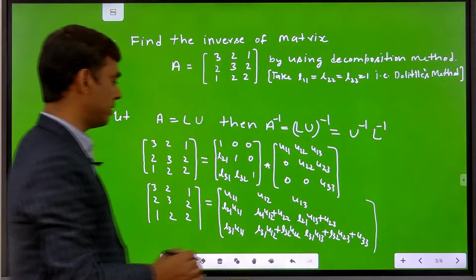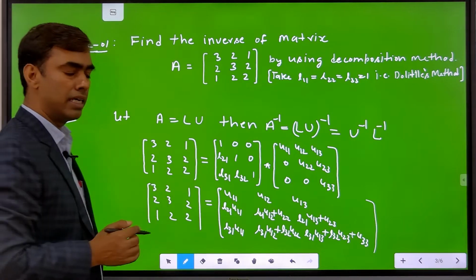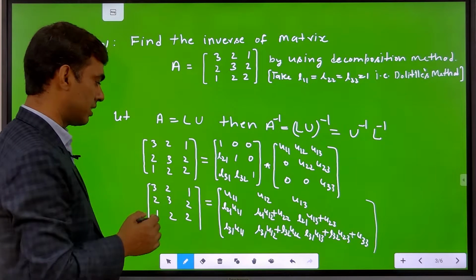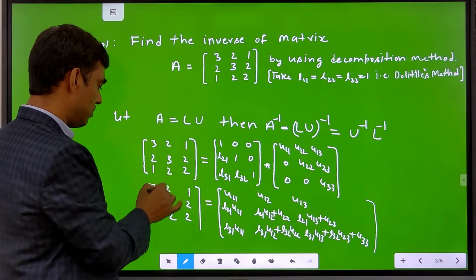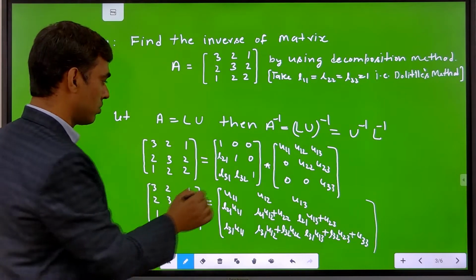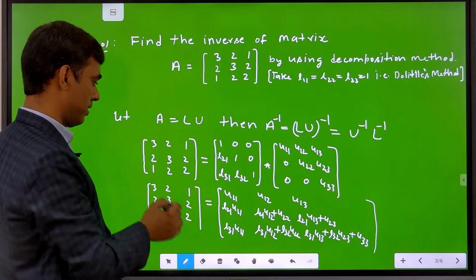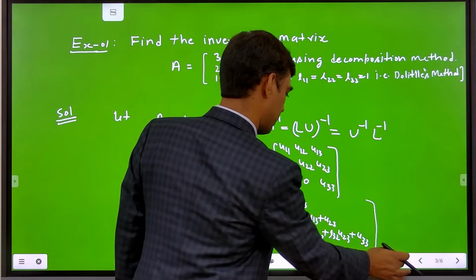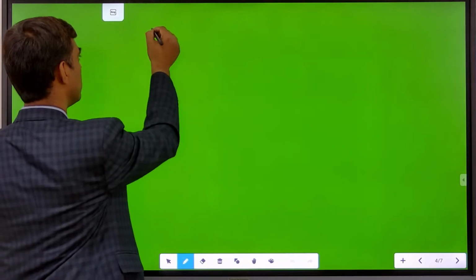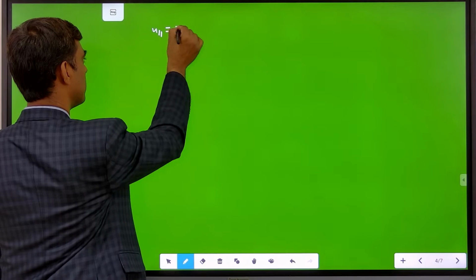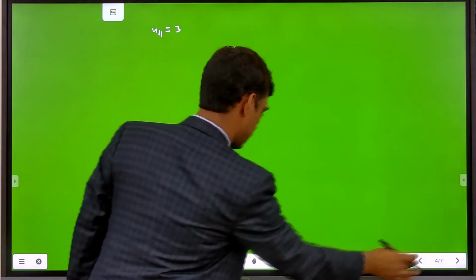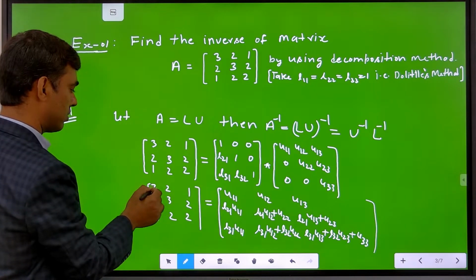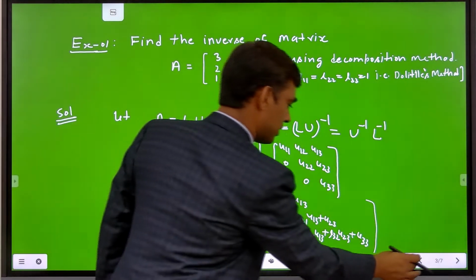Now we compare the left hand side and right hand side element by element, because both matrices are equal, so their elements are also equal. So what is the value of U11? U11 is 3. And here U11, U12, U13 we are able to find as 3, 2 and 1.